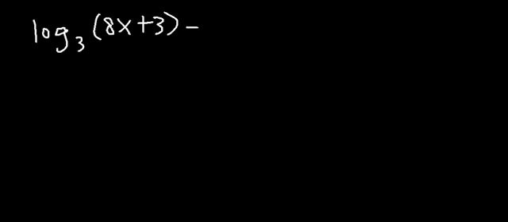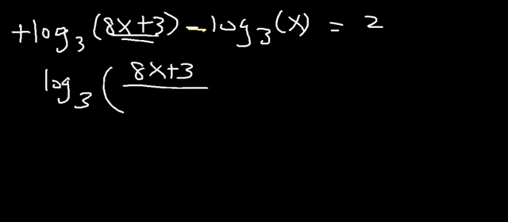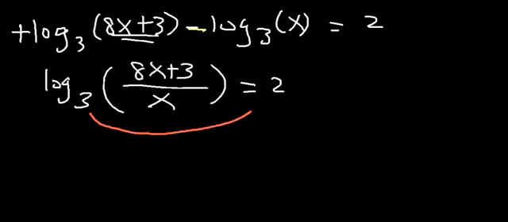So now let's try this example. Log base 3 of 8x plus 3 minus log base 3 of x is equal to 2. So try this example. Now that we have a subtraction sign, it's going to be division instead of multiplication. So this one is positive, so this is going to go on top. So 8x plus 3 divided by x is equal to 2. So let's convert it to its exponential form. 3 to the second power is equal to what's inside.